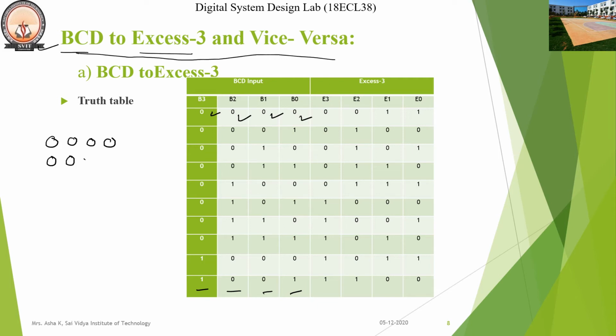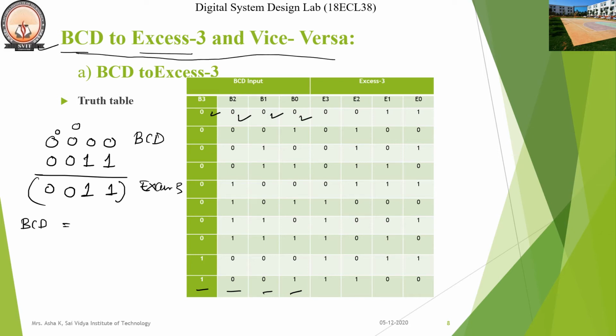By performing the addition with a constant 3, I'm going to get the XS3 code, that is 0 plus 1, sum is 1, carry is 0, again 0 plus 1, sum is 1, carry is 0, again 0 plus 0 plus 0, sum is 0, again 0 plus 0 plus 0, sum is 0. This is the XS3 code for BCD value. BCD value 0, XS3 code is 0011.